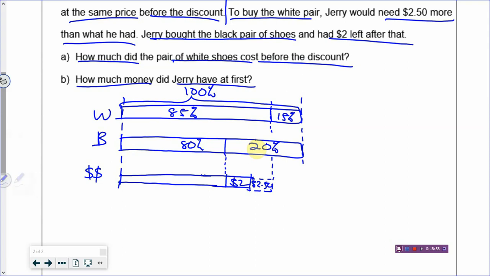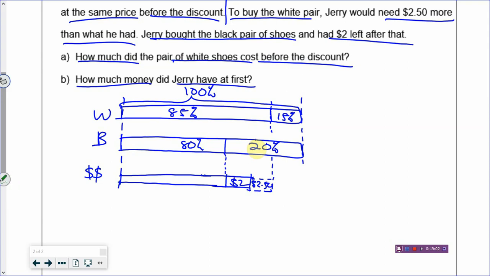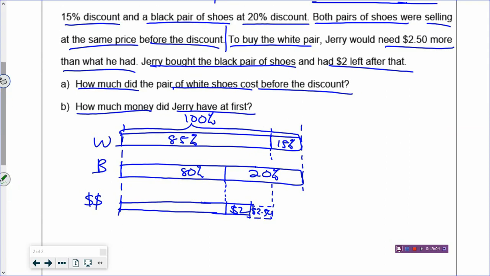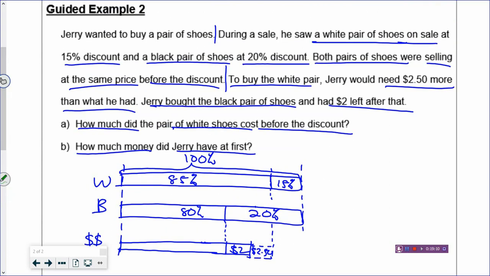Okay, let's recap and let's relook at the model and revise. Let's revise the model from the beginning again so that you are not lost. Now let's look at the first sentence. Jerry wanted to buy a pair of shoes. During a sale, he saw a white pair of shoes at 15% discount. So can you see the discount? Which means that he only paid 85%. So the original price is 100%, which is a very special number, right?